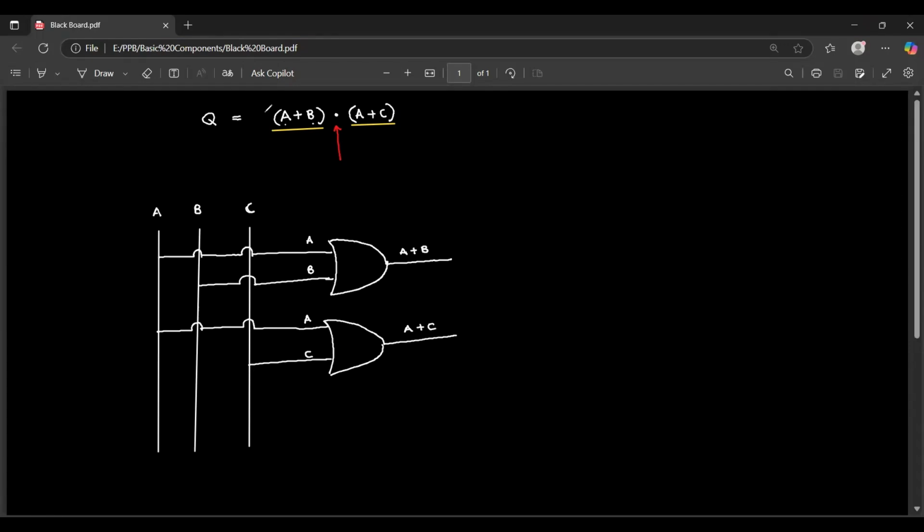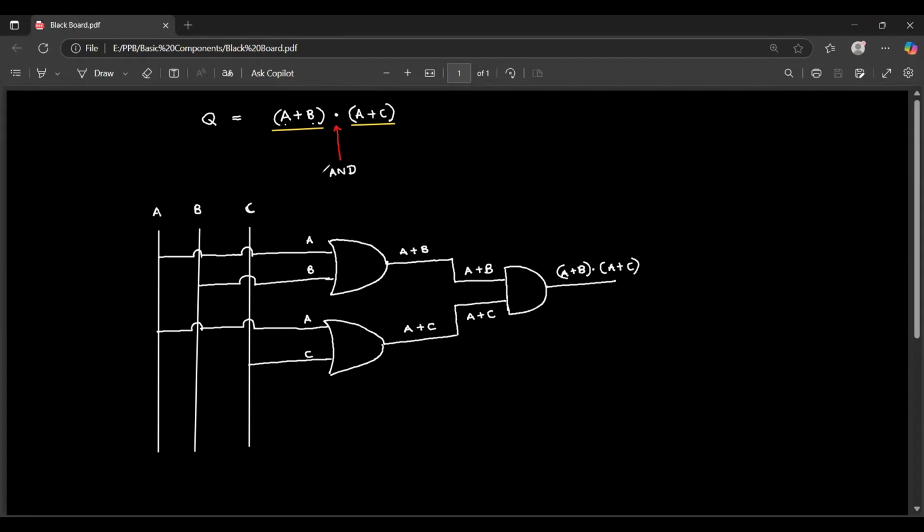Finally, A plus B and A plus C are sent through an AND gate. So let's send them through an AND gate. Here we have A plus B, here we have A plus C. So the output will be A plus B into A plus C. So this is how you have to draw. Okay, so we have the solution with us.